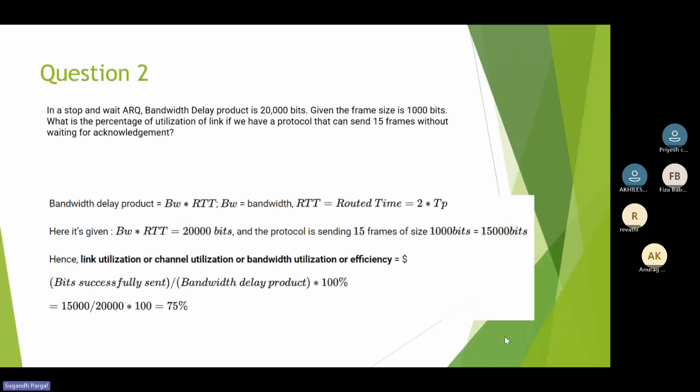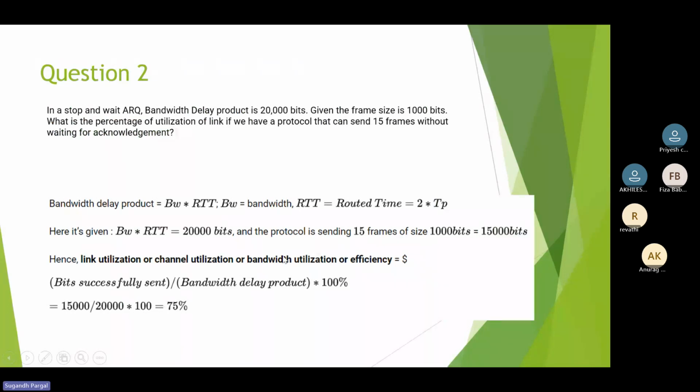So the bandwidth delay product is the bandwidth into the round trip time, that is the delay time over that channel. Round trip time is 2 times the single side latency. Here it is given that bandwidth into round trip time is 2000 bits, and the protocol is sending 15 frames of 1000 bits, that means 15,000 bits.